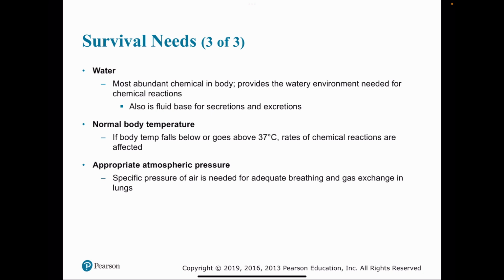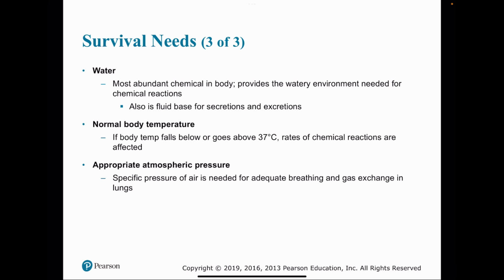Water is going to be the most abundant chemical in the body, and it provides the watery environment needed for all the different chemical reactions happening in the body. It also acts as a fluid base for secretions and excretions. So we are probably well aware of this already, but over 70% of the body is made up of water, such a very, very important molecule for the body.